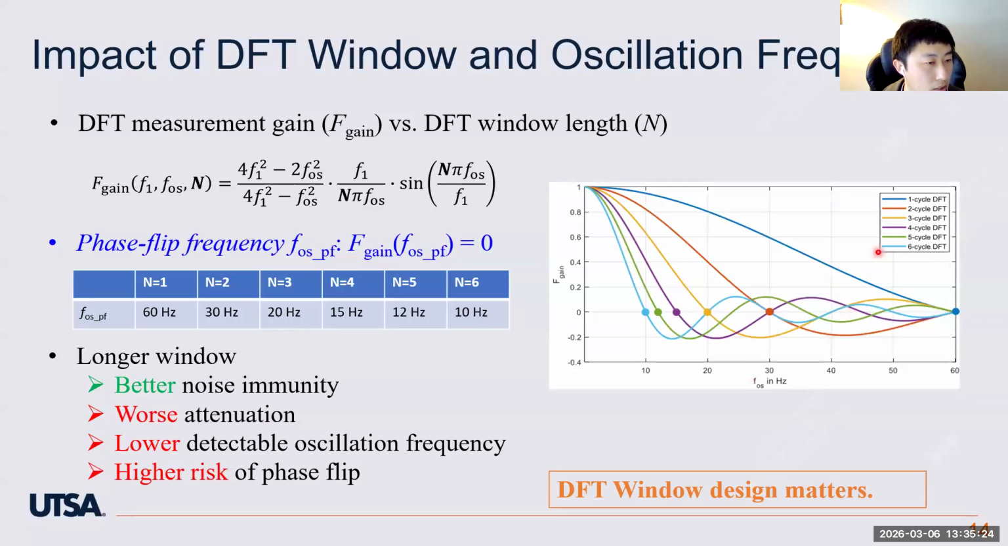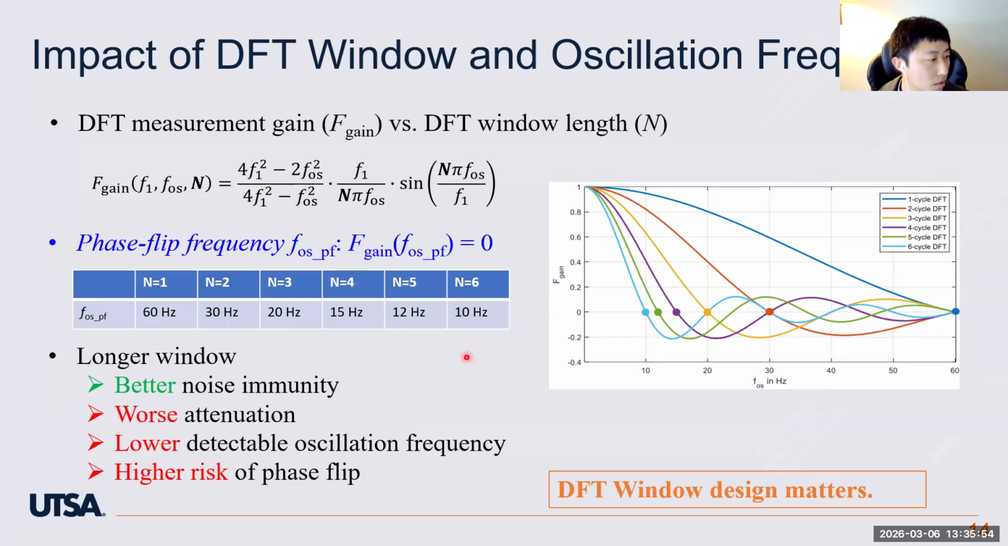You can see that for 1-cycle DFT, the f-gain decreases slowly with the oscillation frequency, and it reaches 0 at 60 Hertz. For 2-cycle DFT, f-gain reaches zeros at 30 Hertz. 3-cycle, 20 Hertz. 4-cycle, 15 Hertz. 5-cycle, 12 Hertz. 6-cycle, 10 Hertz.